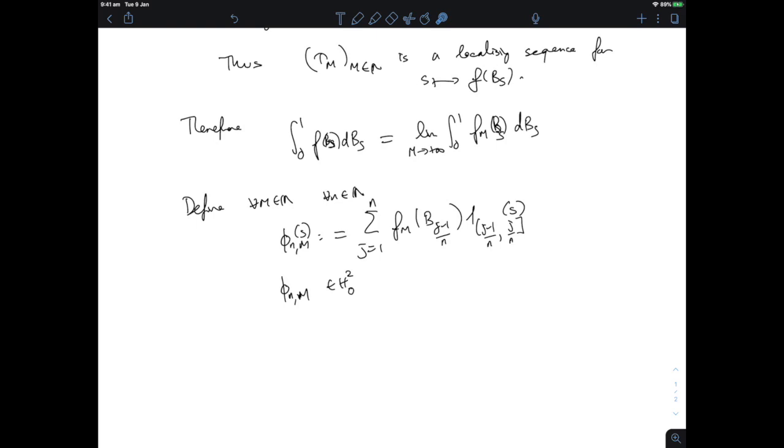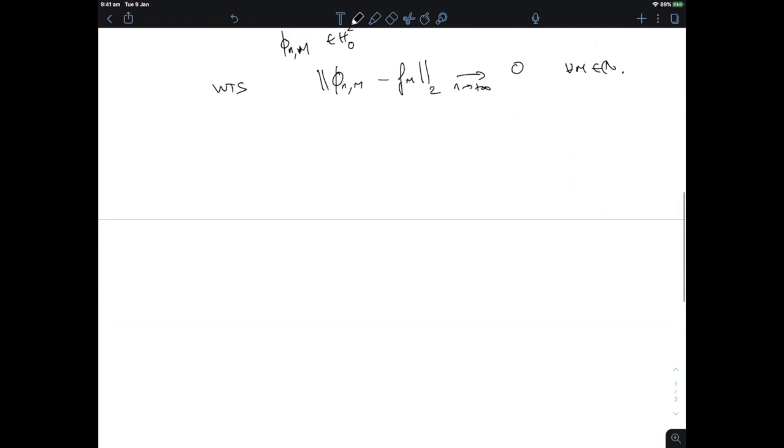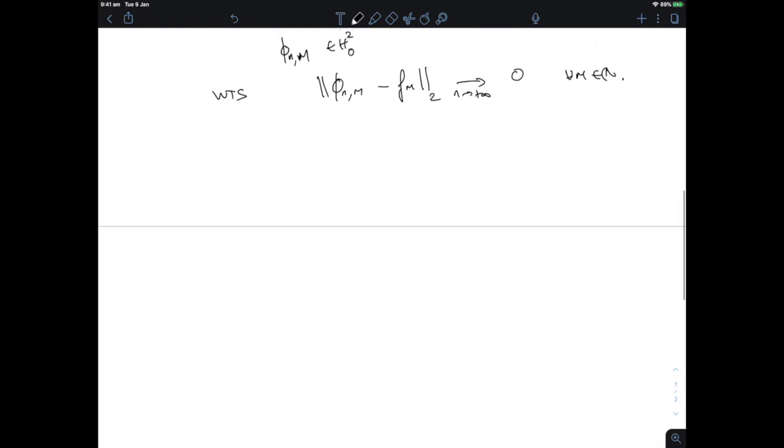So I have an H2 naught sequence, and what I need to show is that this is indeed an approximation of my f_m. So I need to show that the L2 norm of that goes to 0 as n goes to infinity for every capital M. All right, so let's do that. Let's write it explicitly and show this convergence of the approximation.